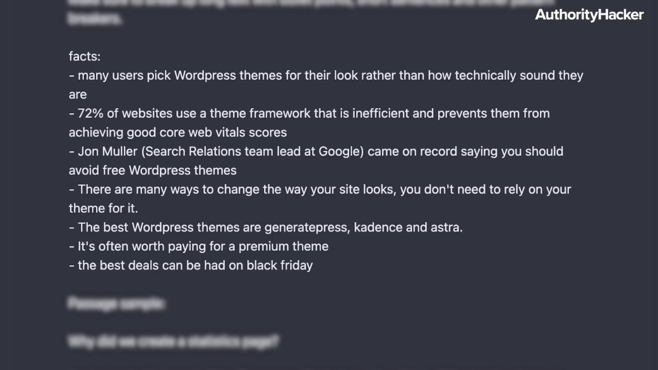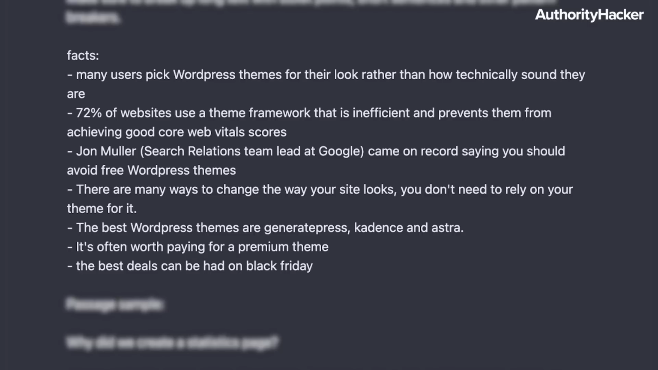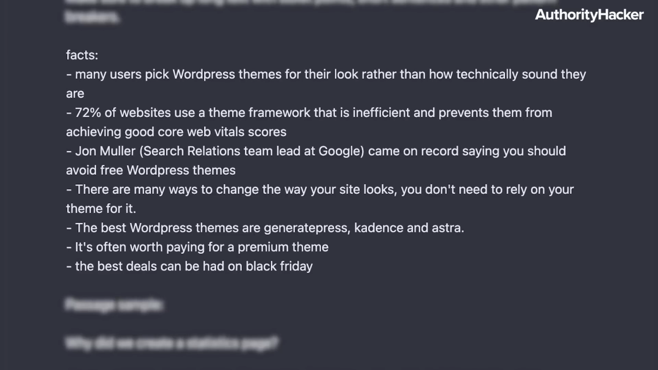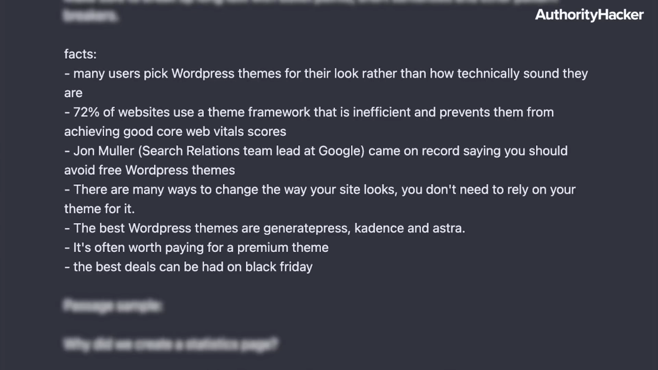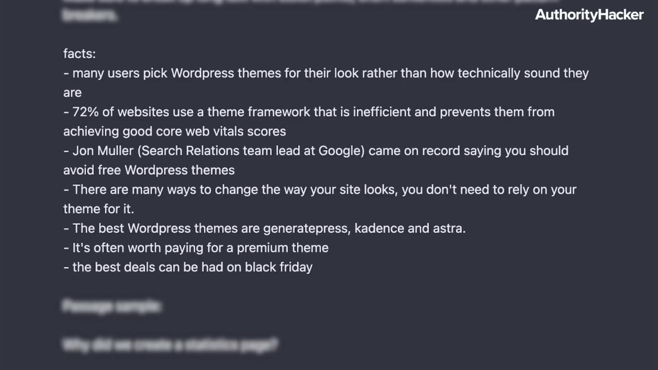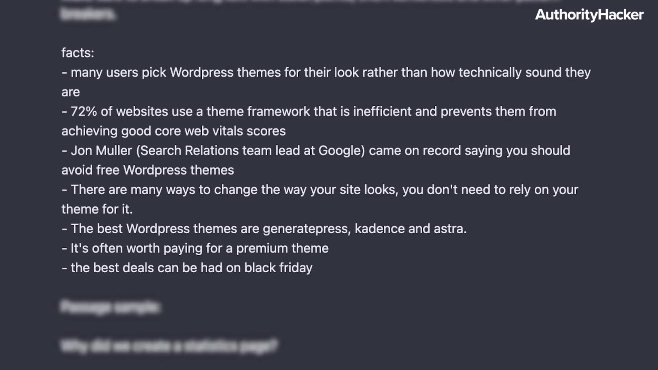And I define facts. I put facts, colon, and I put: many users pick a WordPress theme on their looks rather than how technically sound they are. 72% of websites use a theme framework that is inefficient and prevents them from achieving core web vitals. John Mueller, search relations team lead at Google, came on record saying to avoid free WordPress themes. Basically, I made that up, by the way. It's not true. He didn't say that.